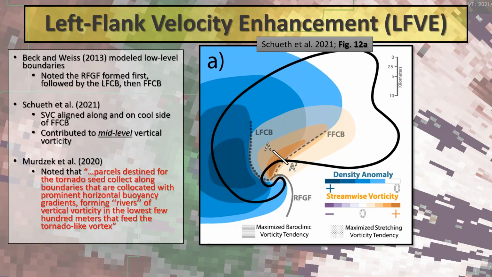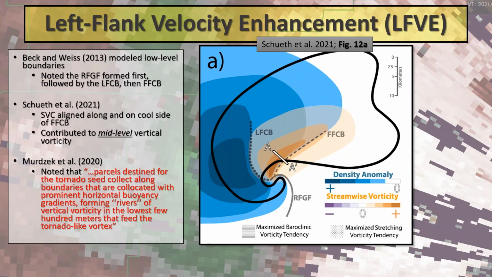And so the forward flank convergent boundary becomes important because most research looking at the SVC, or the streamwise vorticity current, suggests that it forms along and on the cool side of the forward flank convergent boundary. Again, here noting Schuth et al. from last year, the research done by them, indicating that as well. And the important thing about the SVC is that it contributes to the mid-level vertical vorticity. So it actually is an ascending airstream that contributes to the low-level mesocyclone.